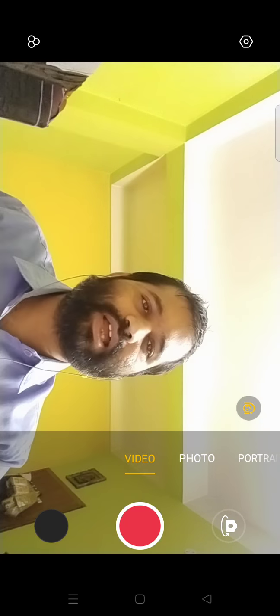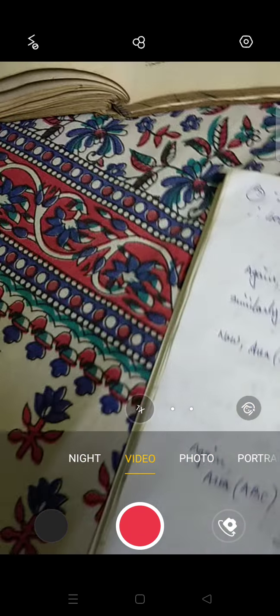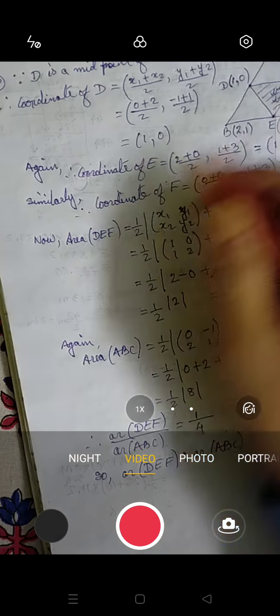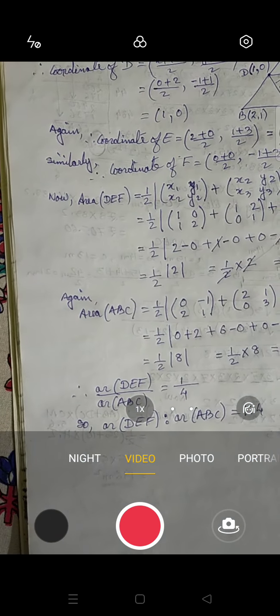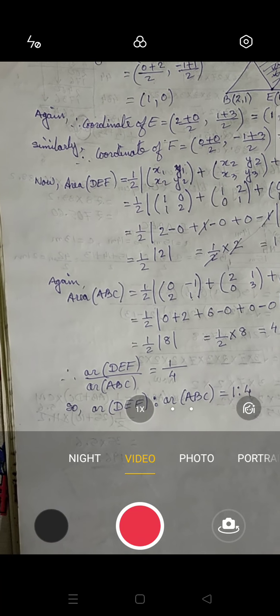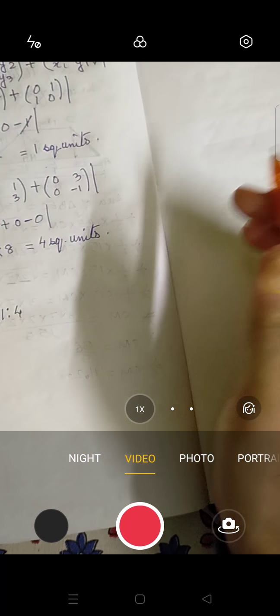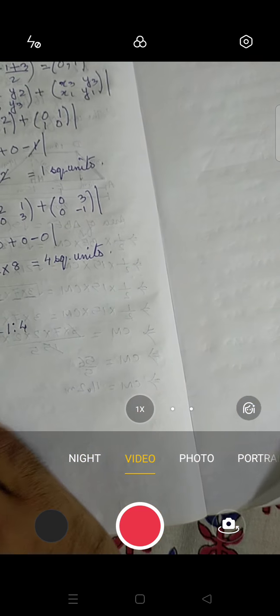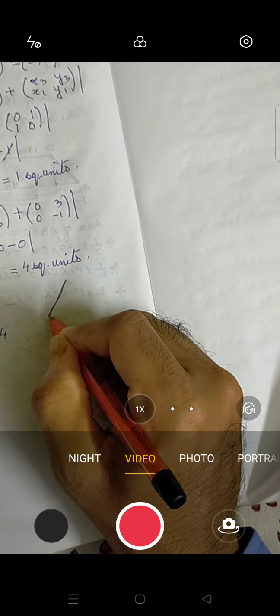Fine. The median of a triangle divides the triangle. That means this median you have to understand properly. I think you have studied concurrence of triangle in class 9. So I'll tell you by concurrence of triangle. You have to understand properly. Okay. Now let us suppose any triangle. So I'm taking this triangle.